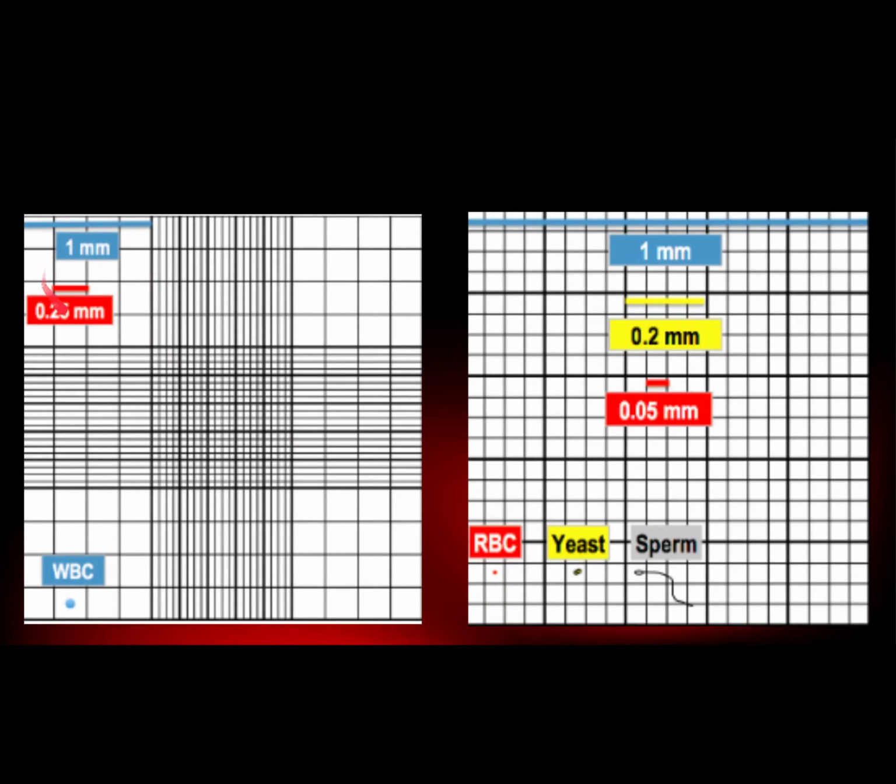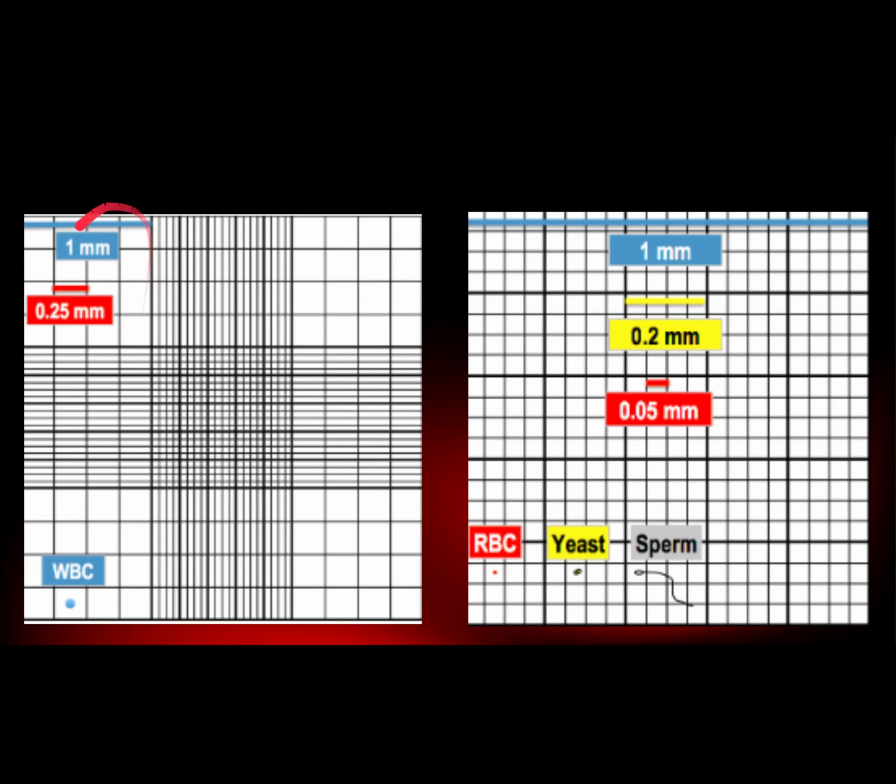Here, this square is made up of 1 millimeter by 1 millimeter, again 1 millimeter by 1 millimeter, and again it is made up of 9 squares. Next, in this area, we can see that there are 4 corner squares. When we say 4 corner squares, we mean this one, this one, and this one.